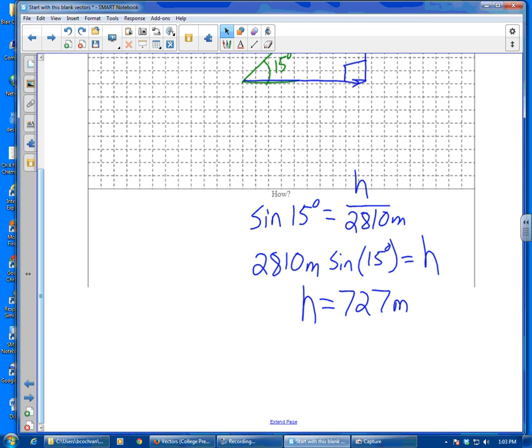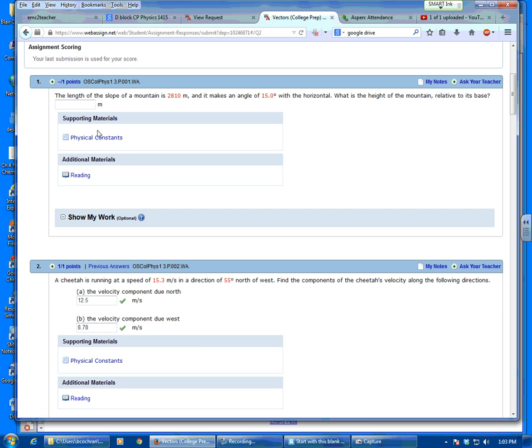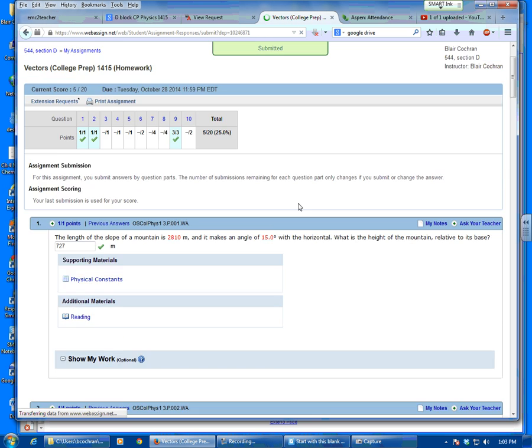You can always use your own paper to do the vector diagrams, or you can use the ones I supply. 727, huh? Yep, unless the problem says, hey, answer to some number of sig figs or something. Yay!